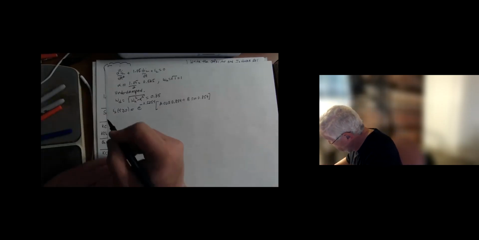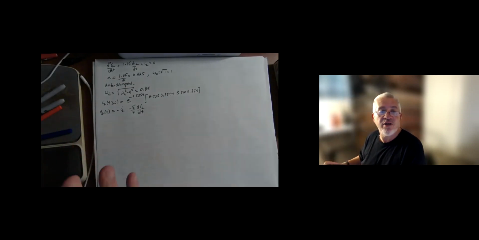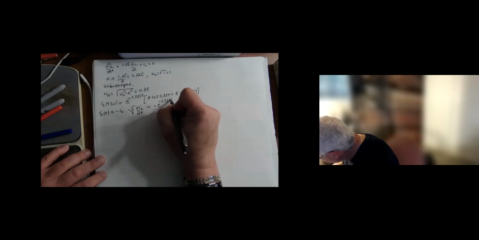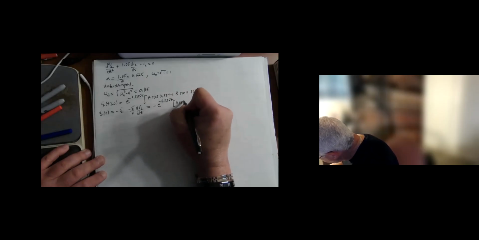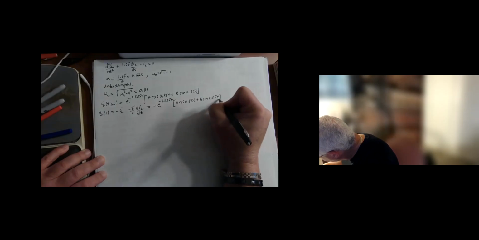Okay, so V2, which is the capacitor voltage, is minus IL minus 5/4 dIL/dt. Okay? So that's essentially V2 here, and I'm going to work that out. So what do we have here? V2 is minus e to the minus 0.525t times a cosine 0.85t plus b sine 0.85t, okay, plus or minus 5/4 times the derivative of this.